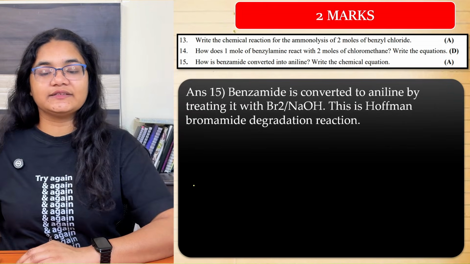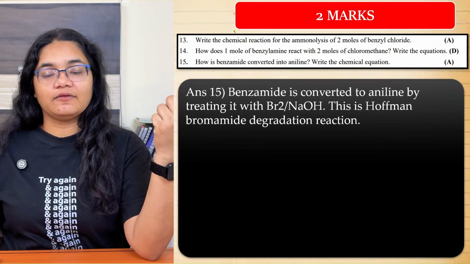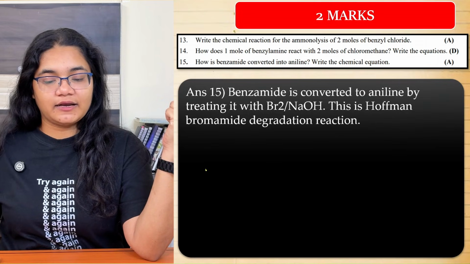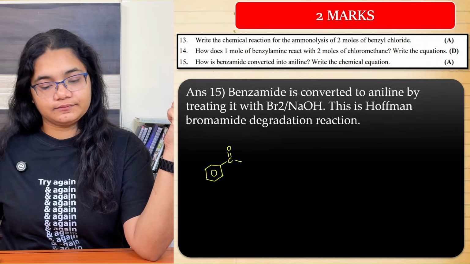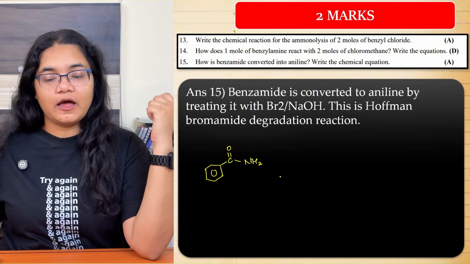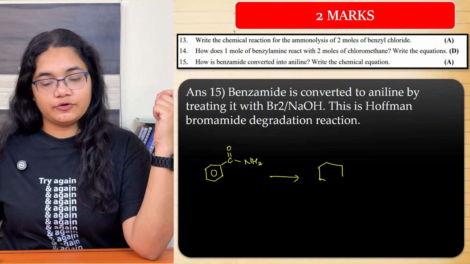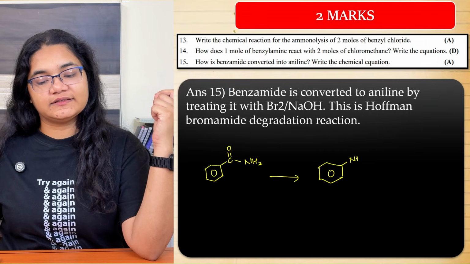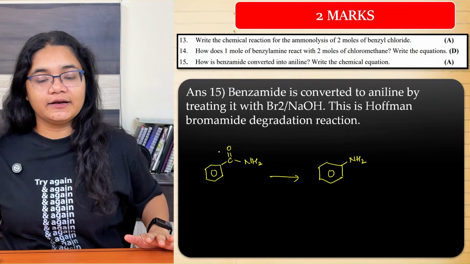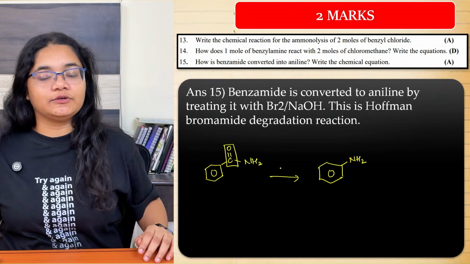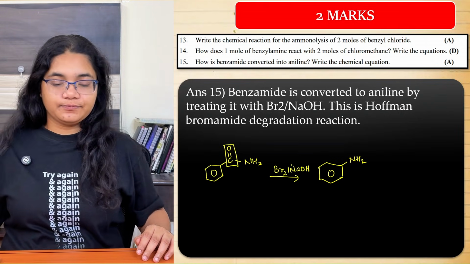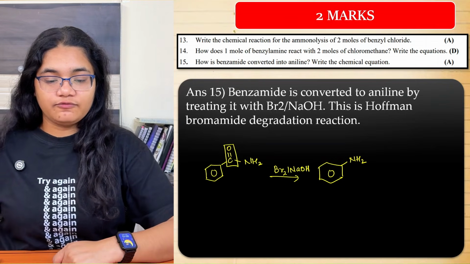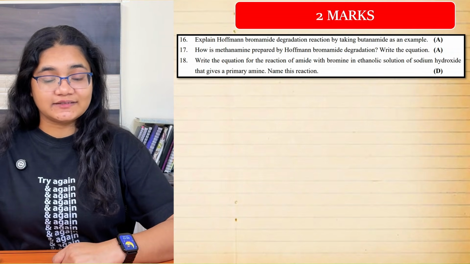Answer number 15: how is benzamide converted to aniline? Okay, so benzamide, if you see, the structure is like this. Benzamide structure is C6H5CONH2. How is it converted to aniline? So you can see in the product the number of carbons is one less than the reactant. That means we have to remove this CO group, and for that you need Br2 with NaOH. Now that is your 15th answer. Moving to question number 16 here.